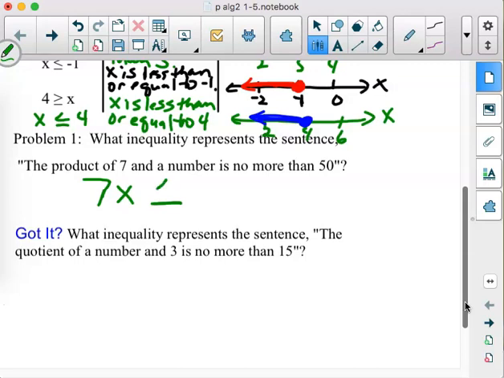Now, if this part is really hard for you, what you need to do is put a number in here and see if it makes sense. So you start thinking, maybe it's 49. Is 49 no more than 50? Yeah, it's not even 50. So less than or equal to works because 49 works. So we're taking the words and making them into an inequality, when they don't really say expression, they just say an inequality. So there it is.